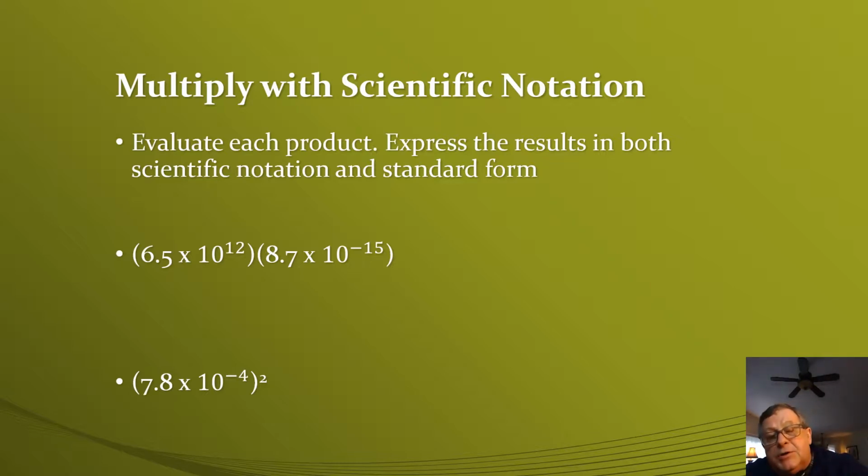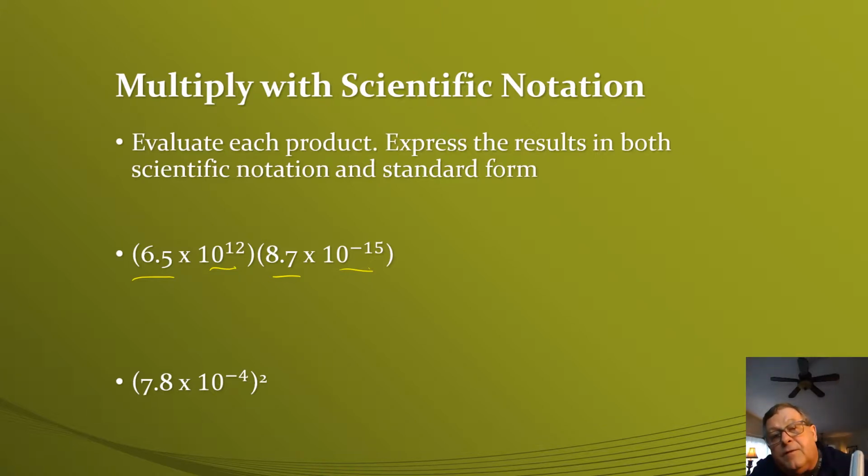Now, what I need to do, I'm first going to multiply 6.5 times 8.7, and then I'm going to turn around and multiply 10 to the 12th power times 10 to the negative 15th power, and then I suspect we're going to have to do a little adjustment even with that. But let's start here with, let's say I'm going to take 6.5, got my calculator, times 8.7, and that's 56.55. So let me write that.